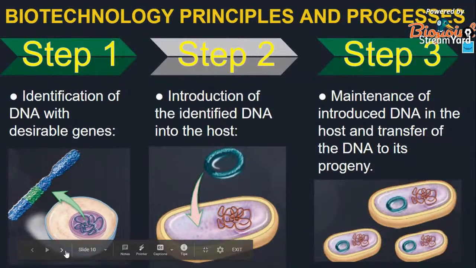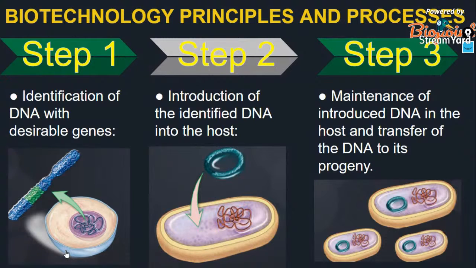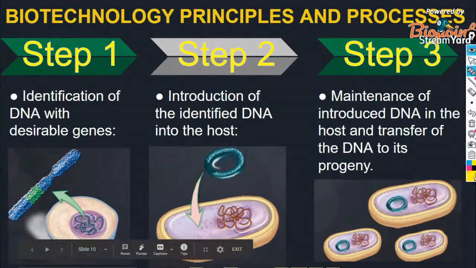Next, we are moving on. What are the main steps involved in the process of biotechnology? I told you how you can make a genetically modified organism or a genetically modified species. For that, you have different steps. So let's discuss the steps one by one right now.